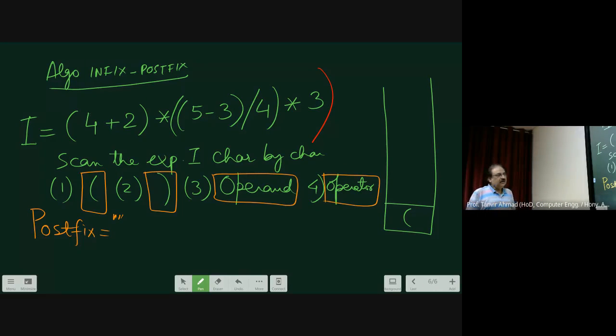Then if I get a left parenthesis, this is the left one, this is the right one. If I get the left parenthesis, I will push that left parenthesis in the stack. Now here I got a left parenthesis, so I will push it into the stack. I run the algorithm simultaneously. Then again I got 4. As I told you, it's an operand, therefore it is directly added over here.